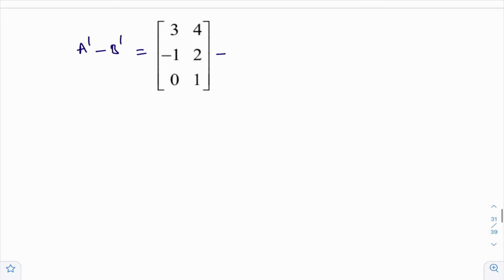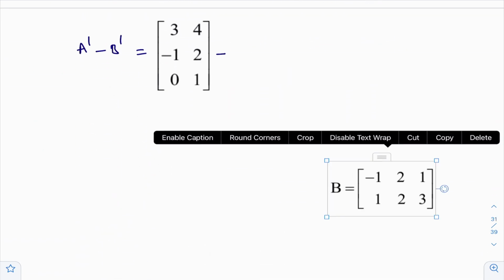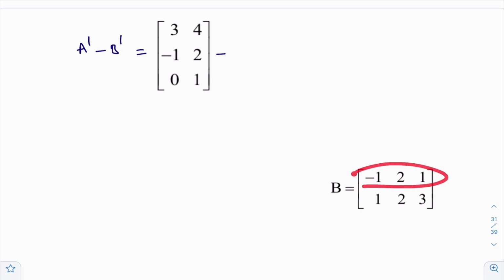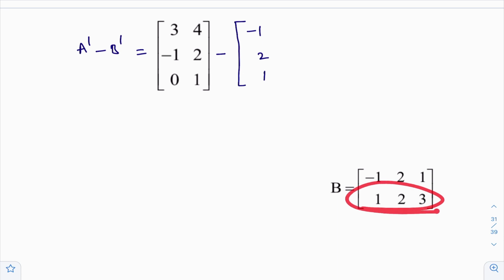What I actually want is B dash. How to write B dash? Here the first row is there. Write it as the first column. What is the first row in matrix B? Minus 1, 2, 1. I have written the first row as the first column. Here the second row is there. Write it as the second column: 1, 2, 3. Okay, good.